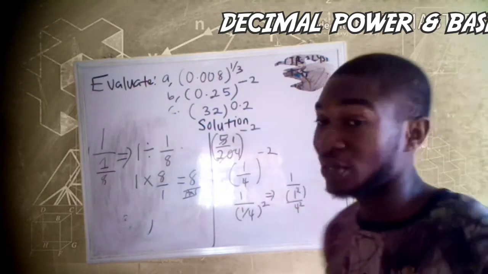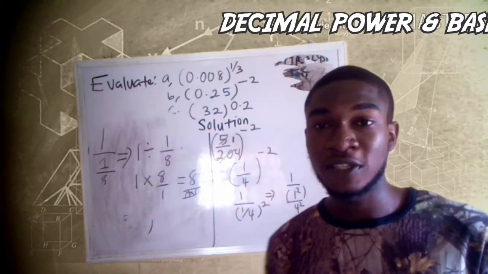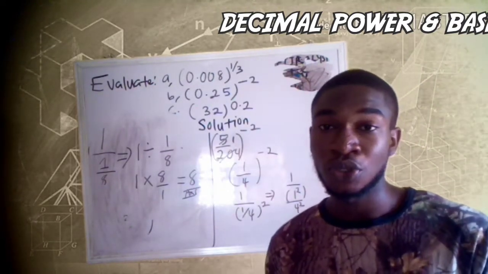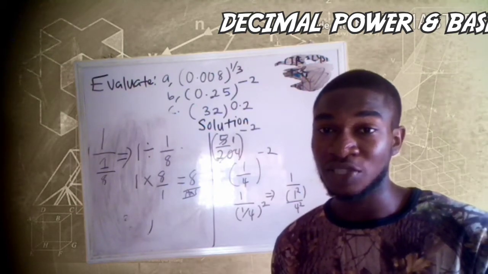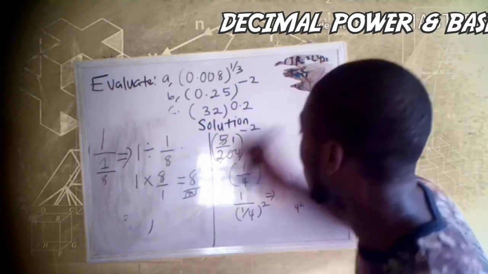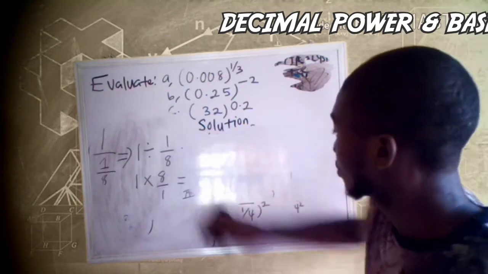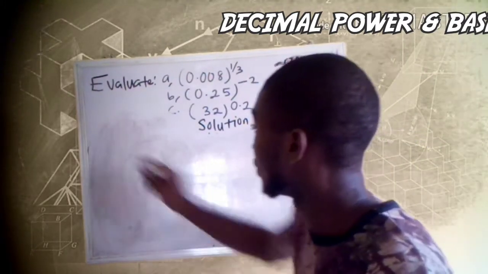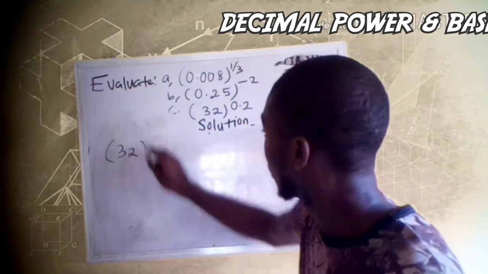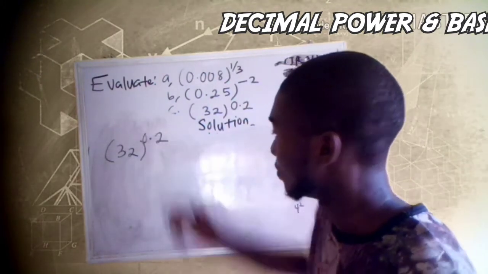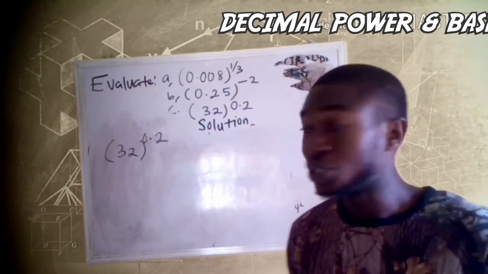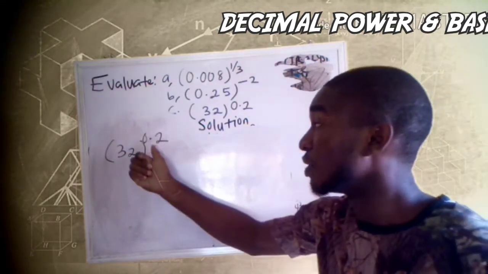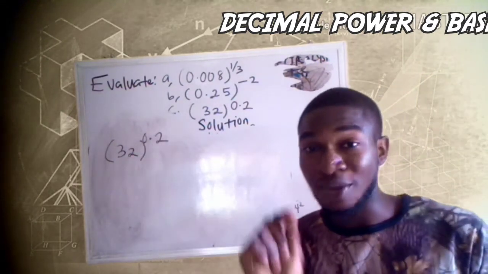So let's now consider the third one. Should I give us little time to assimilate? So that was the steps we took. Let's go straight to the last question. So the last one, we'll have 32 raised to the power of 0.2. So in this case, the index or the power is a decimal.